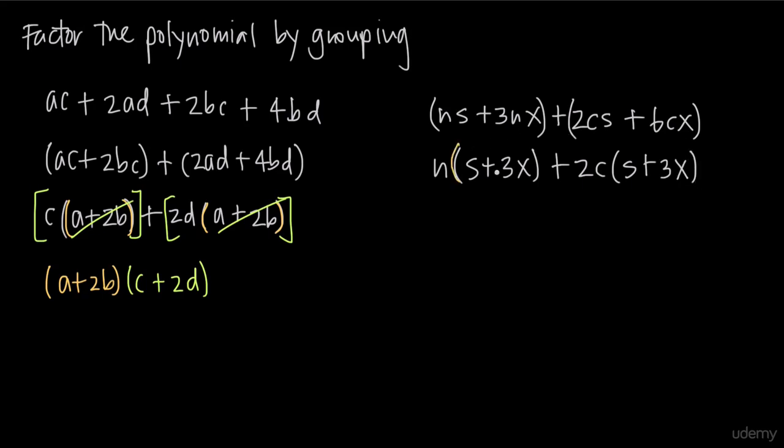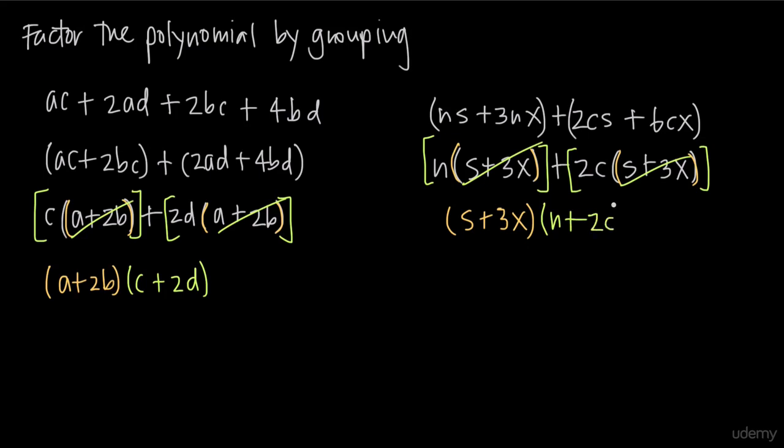Now notice that we have a common factor of S plus 3X in both terms, so we can factor out an S plus 3X. And when we do that, what are we left with when we factor an S plus 3X out of this term? Well, we got rid of the S plus 3X, leaving us with just an N. And when we factor out an S plus 3X from this term, we're just left with 2C. So the result is N plus 2C, and our final answer then is quantity S plus 3X times quantity N plus 2C. And if you're ever unsure about your final answer, or if you just want to double check yourself, you can always FOIL this back out to make sure that you get back to your original polynomial.